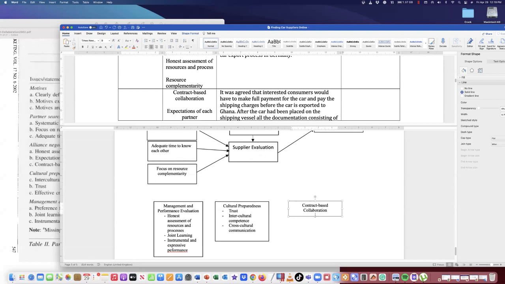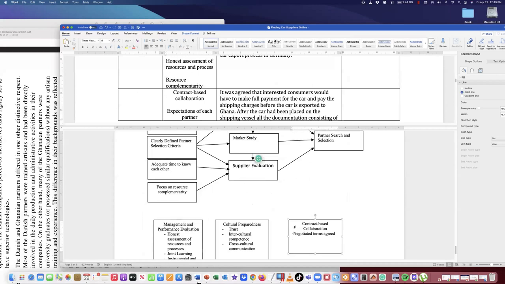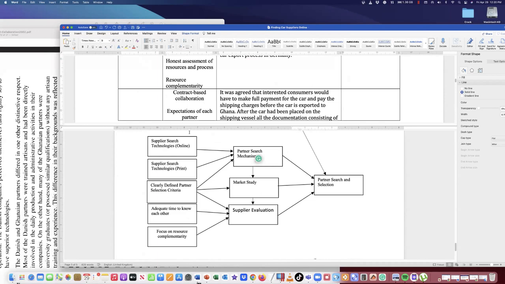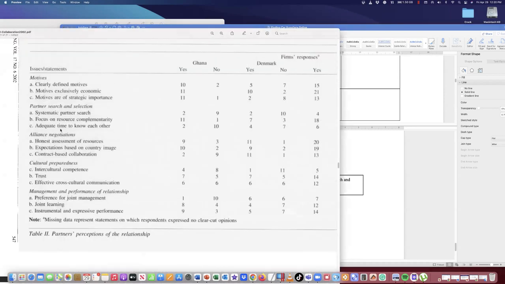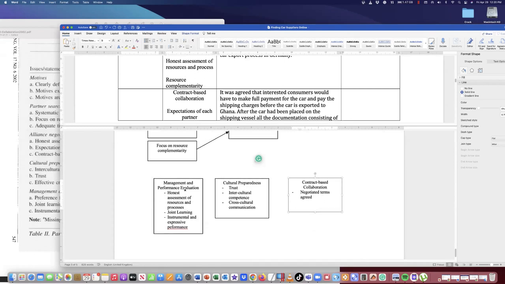This one, you need clearly defined terms, or negotiated terms. In fact, negotiated. We should have written it now. Terms. Now what again? This one, expectation based on country. Where is the country? Your country image. Is it supposed to be here? Country image was part of our market selection criteria. Then honest assessment of resources, okay. I put the honest assessment of resources here as performance evaluation, which is also good. Then joint learning here. And I also put this one, instrumental performance.